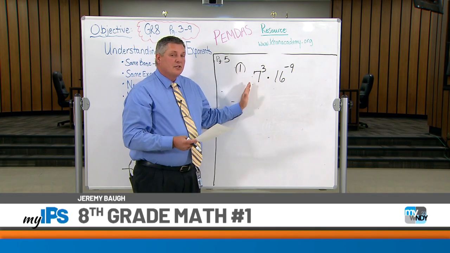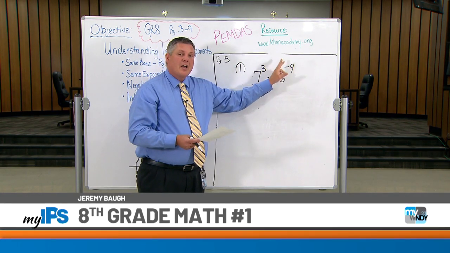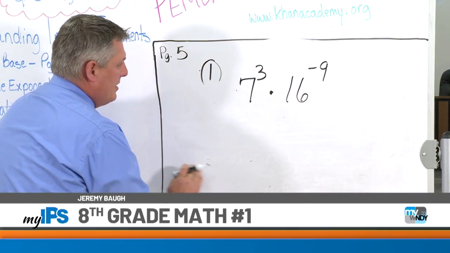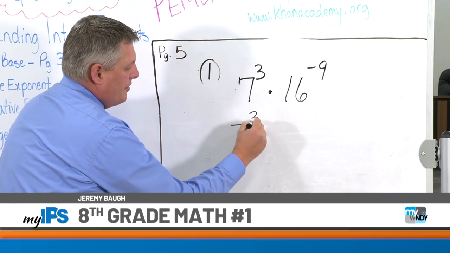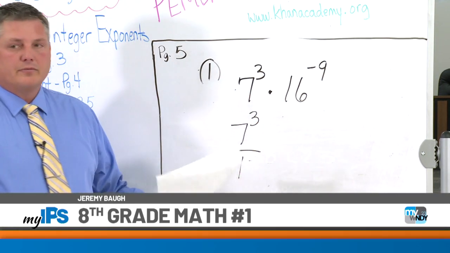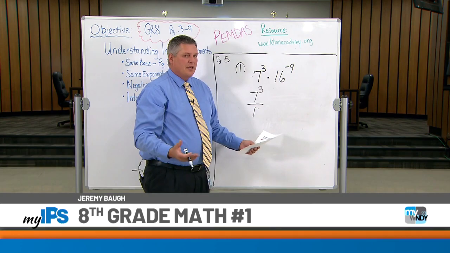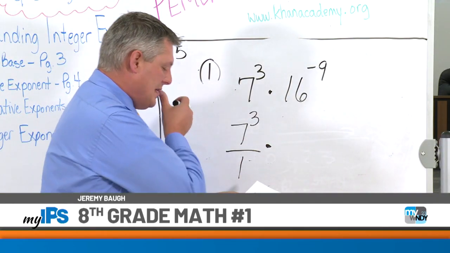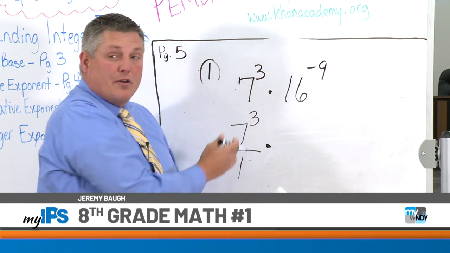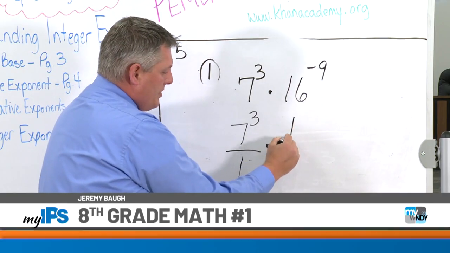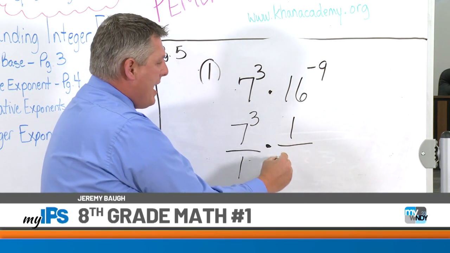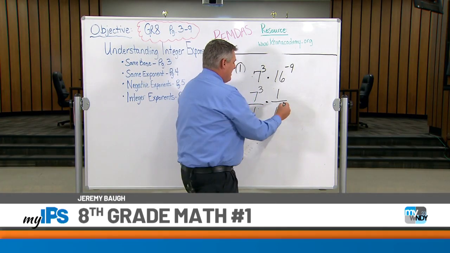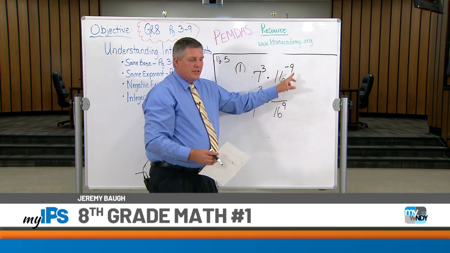So what does this look like in fraction form? Because I already know that I have a negative 9 exponent. In fraction form, for simplicity, I have 7 to the 3rd power over 1. We'd all agree that that's equal, correct? It's the same thing as what's up there. Times, and in this particular case, we want to do the fractional part like I just showed you. So 1 is going to be on the top, but on the bottom, it's going to be 16 to the power of 9.